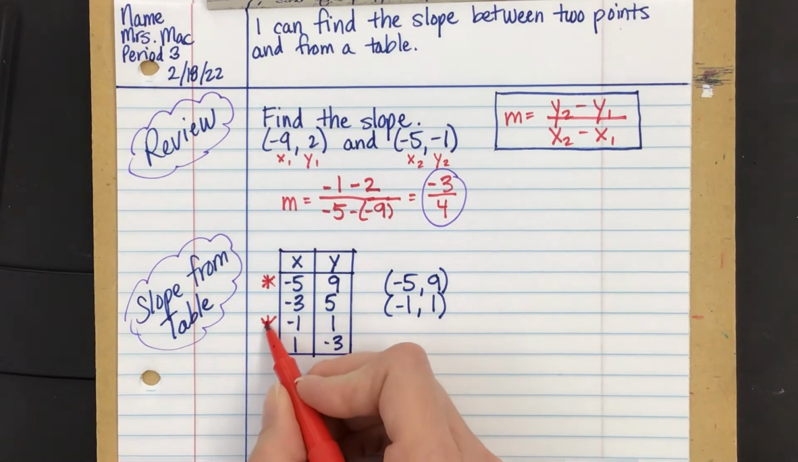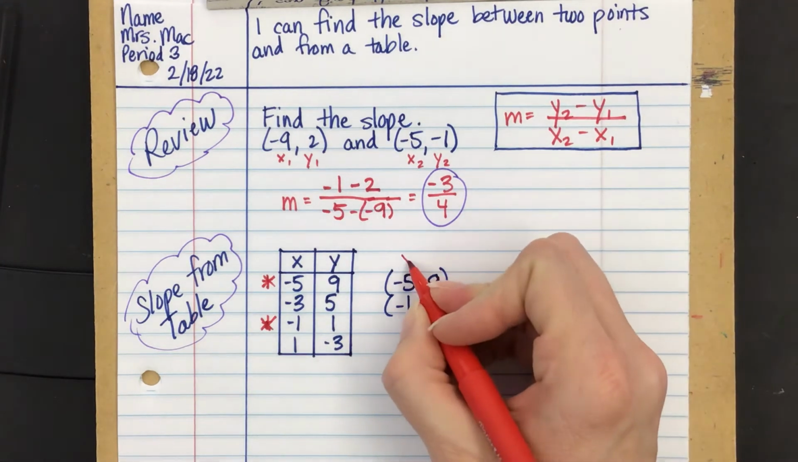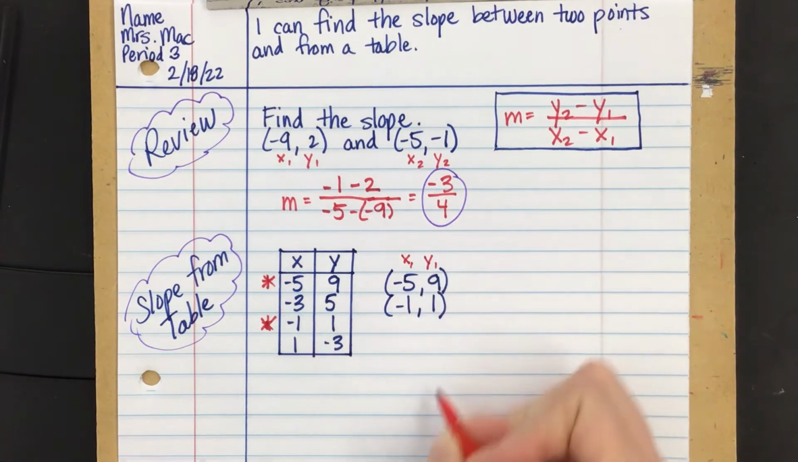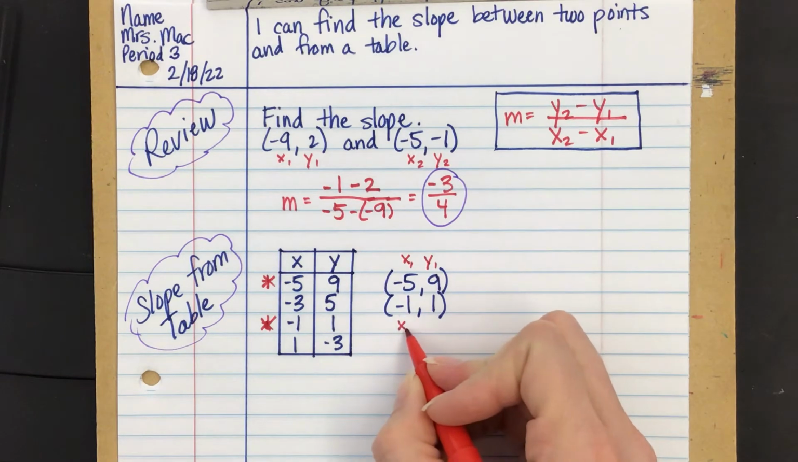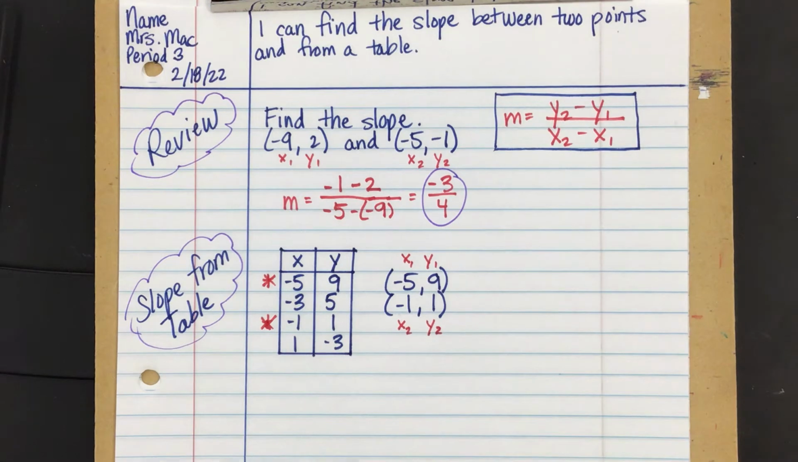So I used this one and this one. So I'm going to go through and label now. So this will be my x1, y1, x2, y2. And now all I need to do is plug the numbers into my formula, and figure out what the slope is.